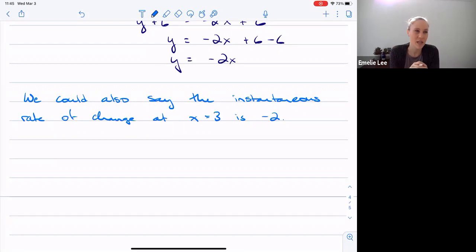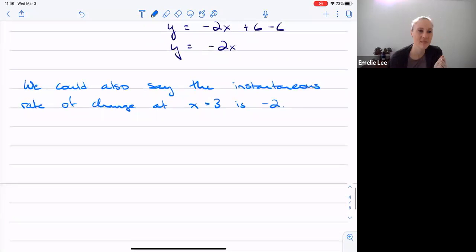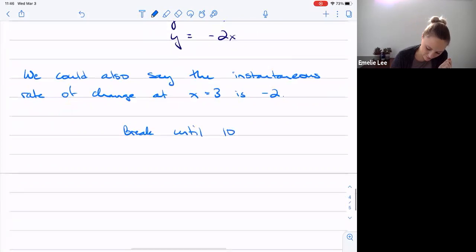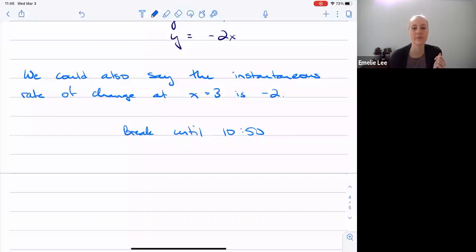So before we do that, how about we take just like a 5-minute break, and then we'll do 2.8 and get into it. Let's do just a break until 10:50. Stretch legs. We're back.